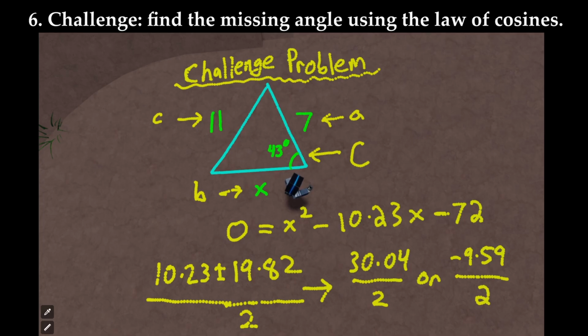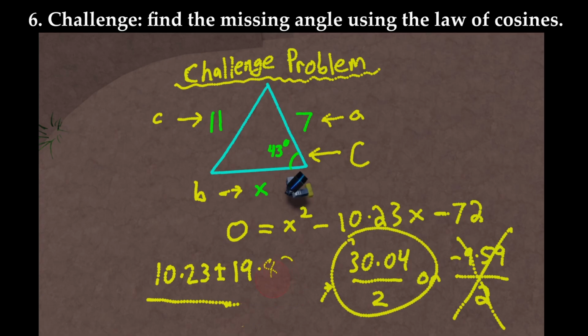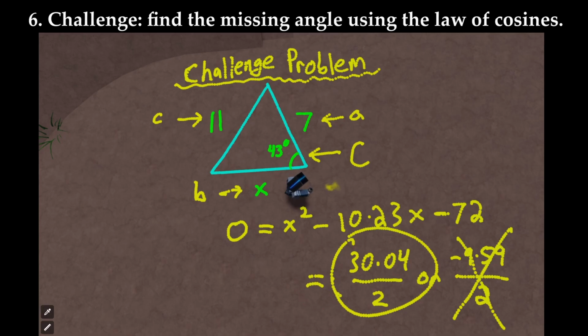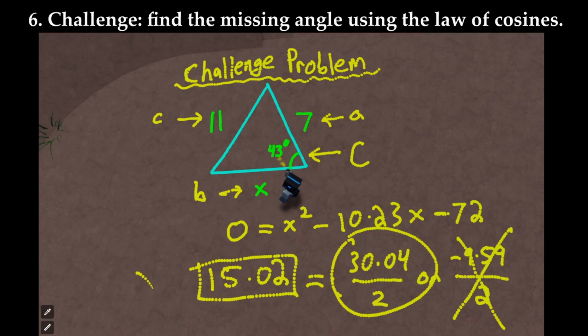Now, which is our answer? We have two answers, but there's only one side length. Well, it's not going to be this one, right? Because if you do minus 9.59 divided by 2, that's a negative number. And do you think the side of a triangle can be negative? Of course not. So this is our answer. So now what is 30.04 divided by 2? If you do that, that's just 15.02. And this is our answer for x. So our answer to this problem is that x is 15.02 units long.